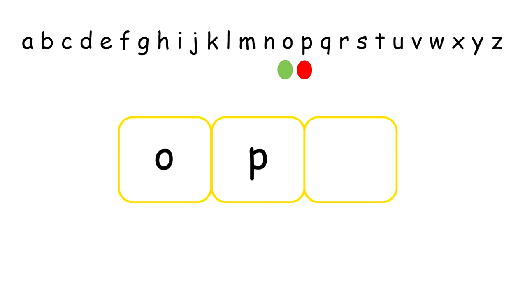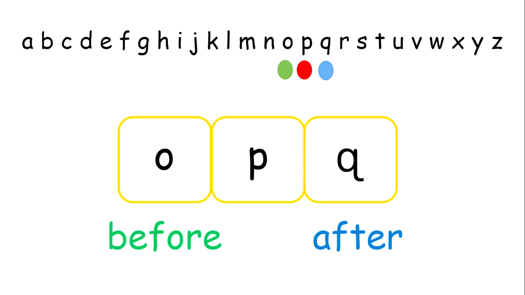And which letter comes after letter P? Letter Q, right here. Letter Q comes after letter P. So I will fill this in right here. Letter Q has a little hook on its tail. All right. So the O came before and the Q came after. All right. Before is behind, after is in front.